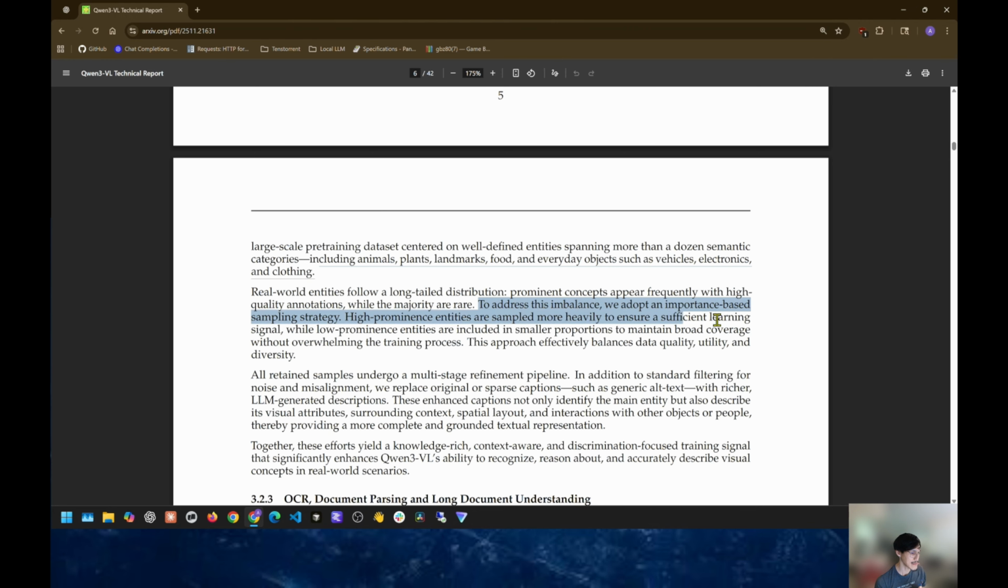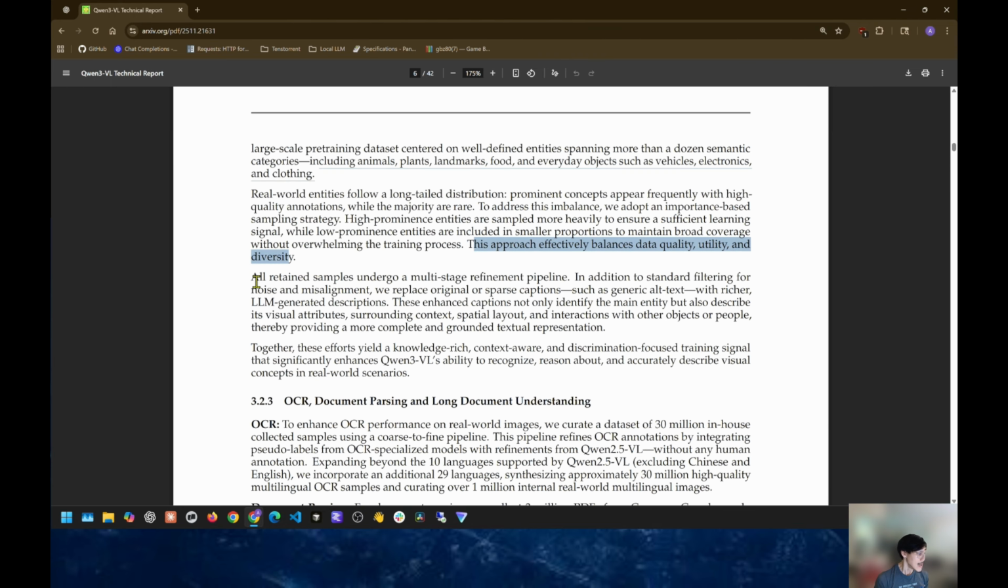To address this imbalance, we adopt an importance-based sampling strategy. High-prominence entities are sampled more heavily to ensure a sufficient learning signal, while low-prominence entities are included in smaller proportions to maintain broad coverage without overwhelming the training process. This approach effectively balances data quality, utility, and diversity. All retained samples undergo a multi-stage refinement pipeline.